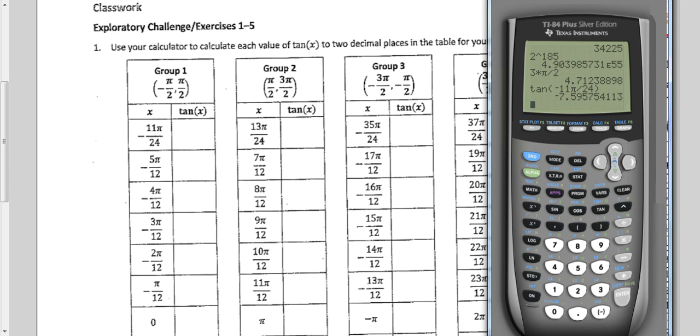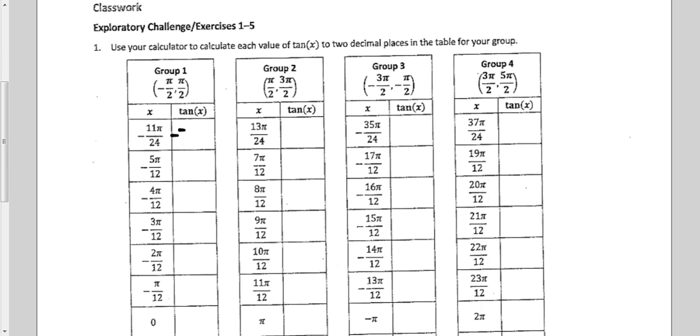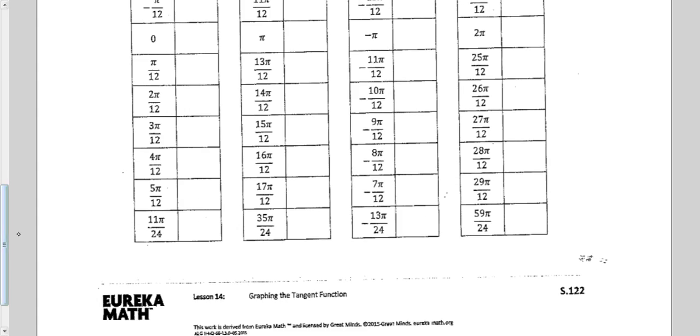Can I call that negative 7.6? Oh no, 2 decimal places. So how would I round that to 2 decimal places? 60, right. Negative 7.60. Okay? Let's do that for the whole column in group 1.